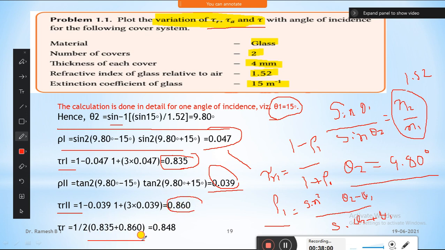The tau r2 is 0.860. And finally, tau r is equal to 1 by 2 into (tau r1 plus tau r2). We already have the values of tau r1 as well as tau r2, substitute here, and finally we get tau r equal to 0.848. Clear? So in this way we got the value of tau r.